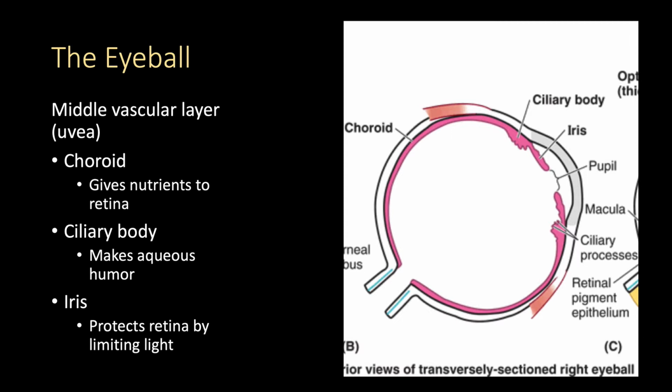Collectively, these structures are known as the uvea. We might therefore refer to inflammation in this layer as uveitis, or we might refer more specifically to the individual components using terms like iritis.